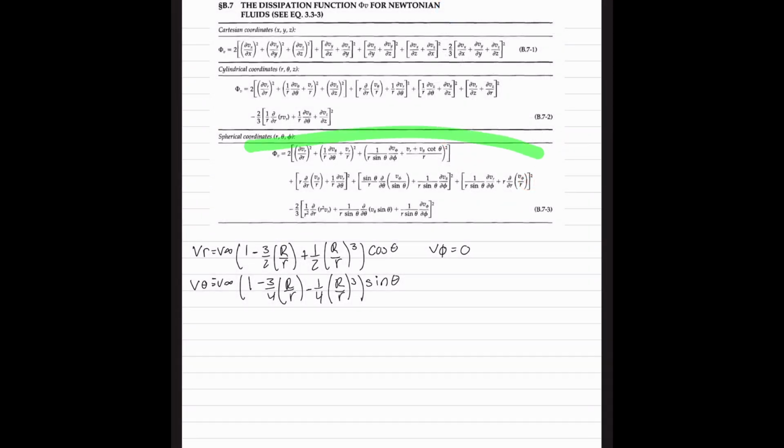Now we have to find the pressure distribution, and to do that we substitute into the Navier-Stokes equation from B-7, the spherical one, and we're going to substitute in the velocity of the radial component and the velocity of the theta component that we just solved for. It's a very tedious equation, so it just simplifies down to this. And we get these two equations.